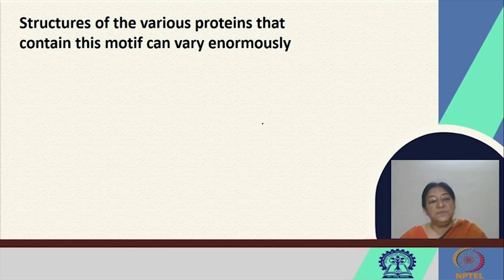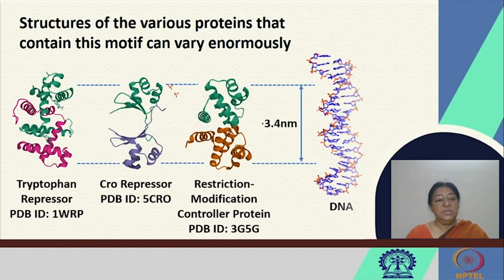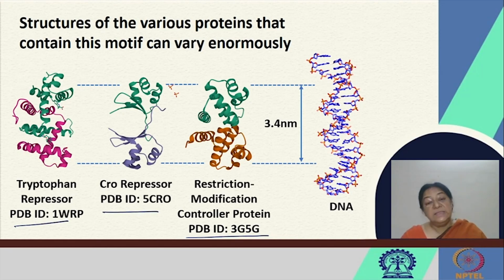Now, structures of the various proteins that contain this motif can actually vary enormously. So, we are looking at a helix followed by a turn followed by another helix. The beauty of this is that each of these has very large structural variations, but their binding motif, the helix turn helix motif, is very similar.